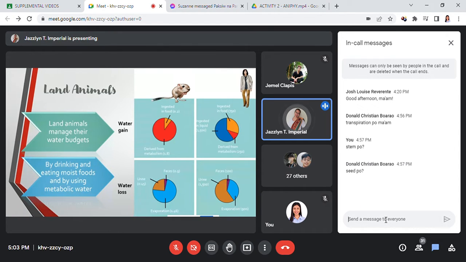Anong process po? Naalala ba, Irish? Pag metabolism. So water daw is gained by this hamster mostly from metabolism. So how does this happen? Alam po ba, Irish? Or not? Can you hear me, Irish? Irish, are you there? All right, so I think Irish can't hear me.